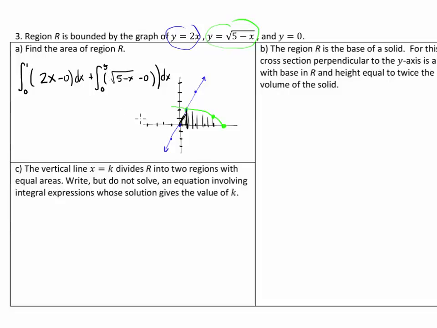I was thinking that dx needed to be for the whole thing, but it doesn't. I forgot, I'm doing two different integrals. So I'm good. I've already got a set of parentheses around this right here. Alright, so now we'll just type that into our calculator.